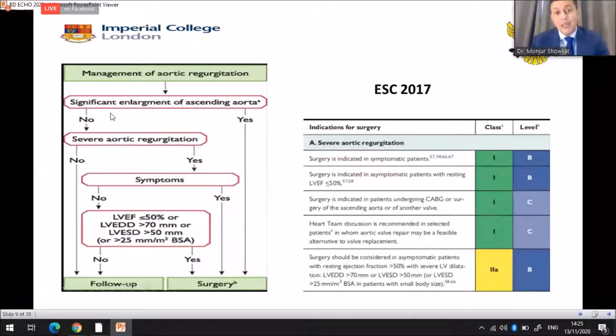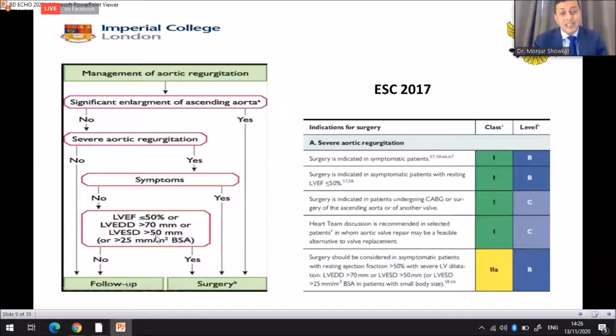So if you look at this slide, significant enlargement of the ascending aorta is a class one indication for surgery. And now look at somebody who doesn't have a significantly enlarged ascending aorta but has severe aortic regurgitation. If that patient is symptomatic, that again falls into a class one surgical indication. If somebody doesn't have symptoms, and these are the most challenging group, what you see is left ventricular ejection fraction less than 50%, and left ventricular end diastolic diameter of 70 millimeter or more, or LV end systolic diameter of 50 millimeter or more, indexed to body surface area. So you can see that this is the most challenging group.